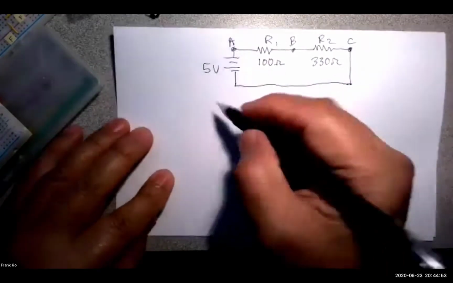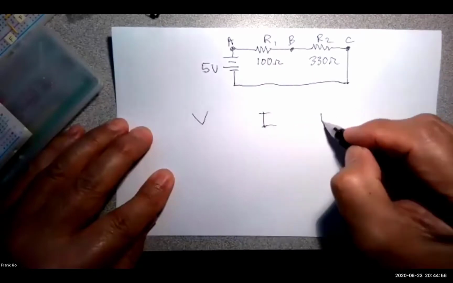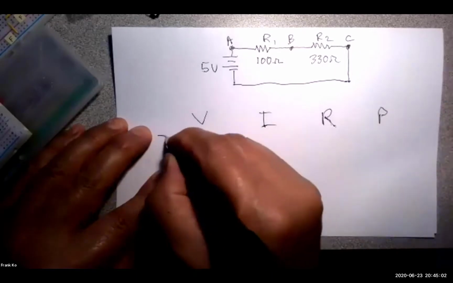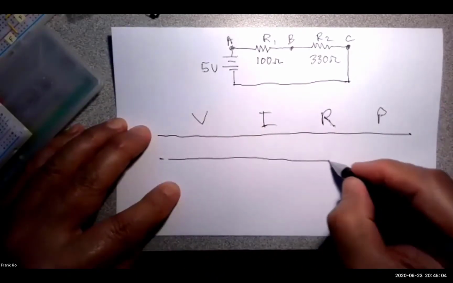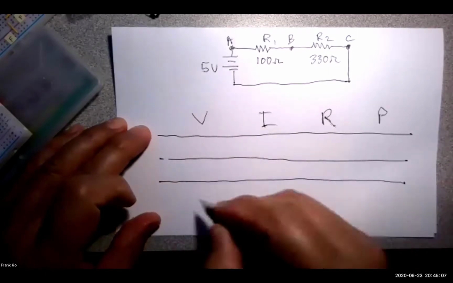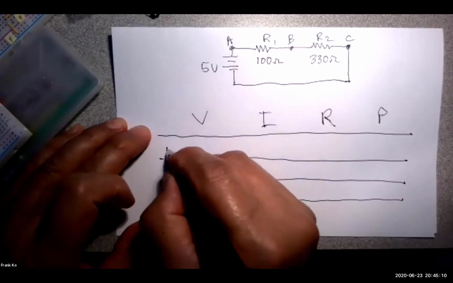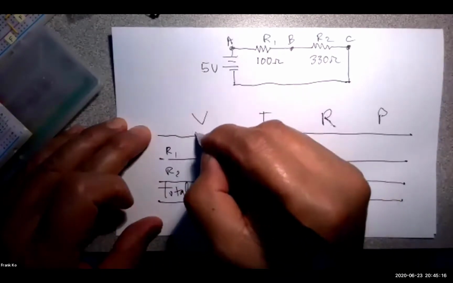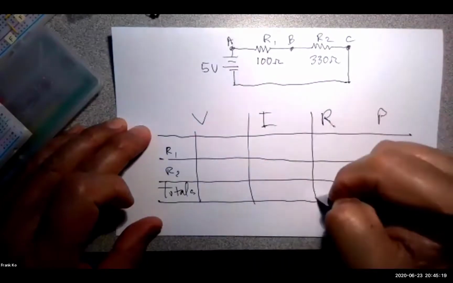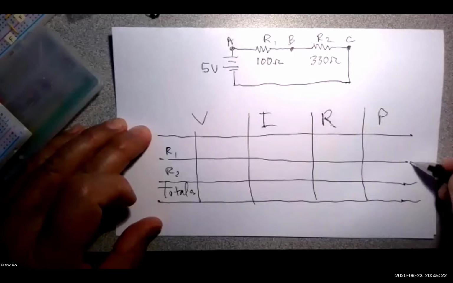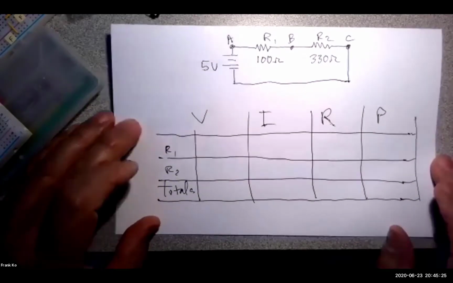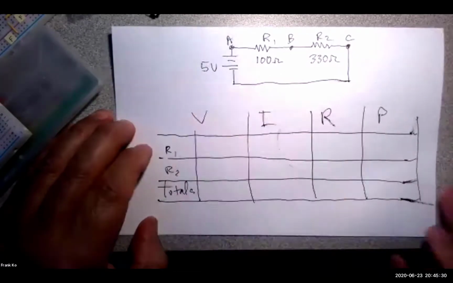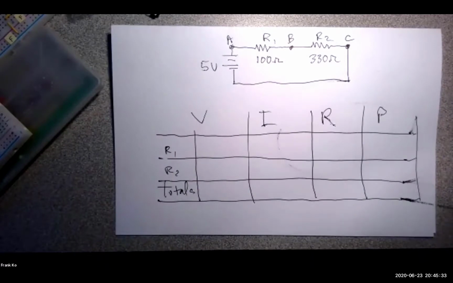Okay, I'm going to draw V, I, R, P, VIRP. There's only an R1, an R2, and totals. A column, a column, a column, and a column. So if you're not done with the circuit building, not to worry, but we can do this analysis together, okay? Oops, I just smudged the heck out of my paper.